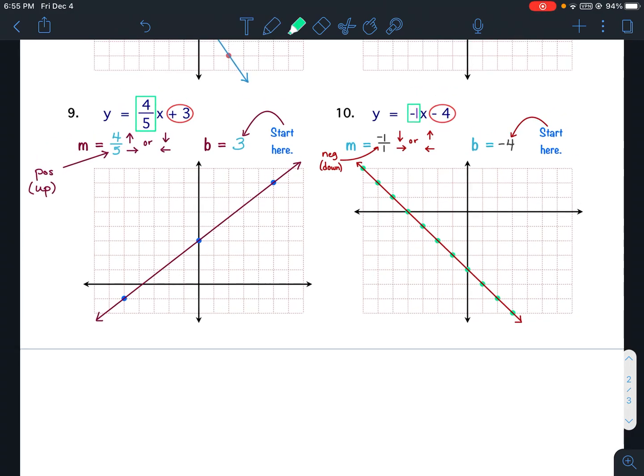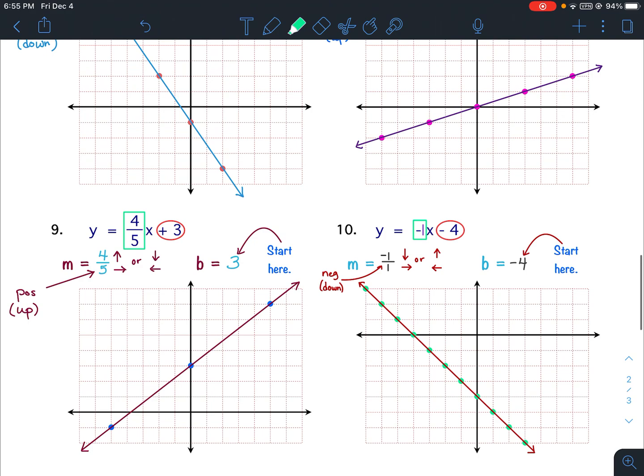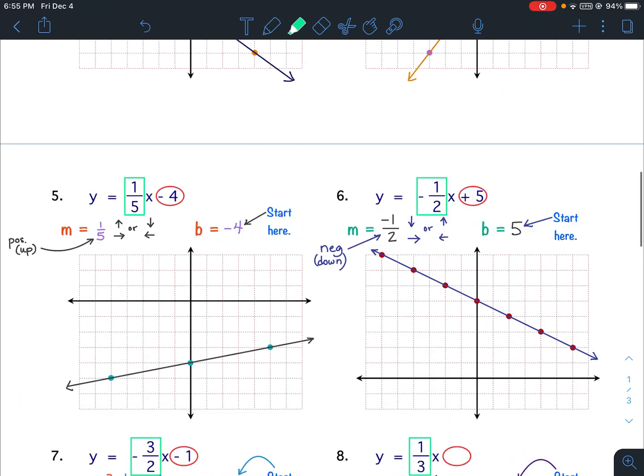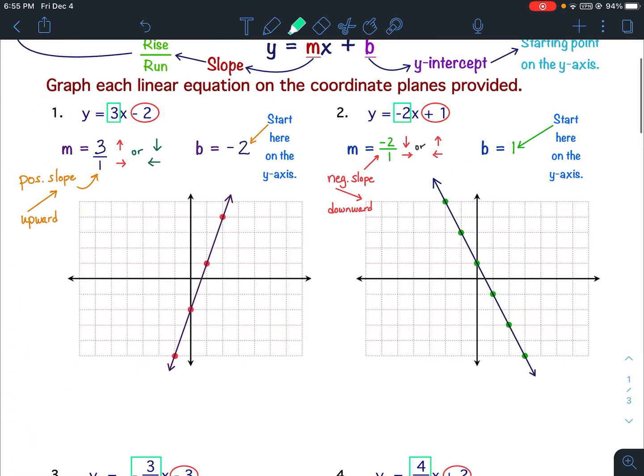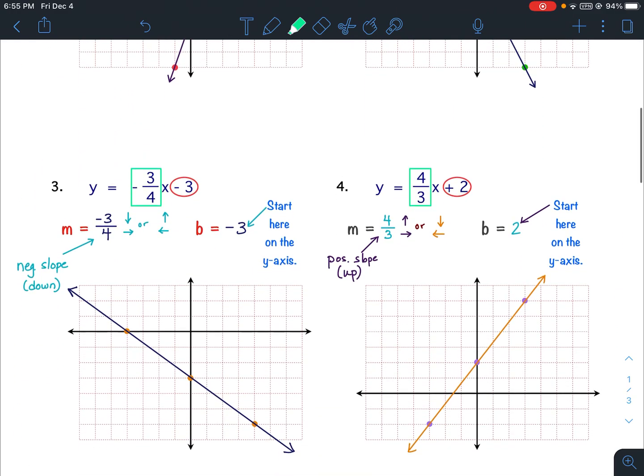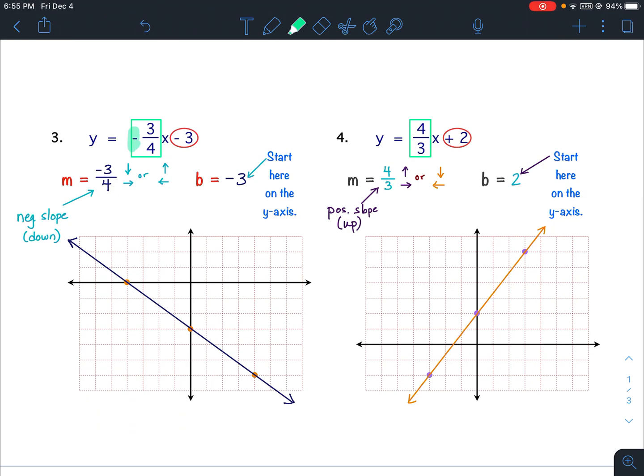All right, one more thing before we finish. When you're done with an assignment like this, it takes 2 seconds to check your slopes. Just 2 seconds, okay? Watch what I do. Number 1, positive slope. Is my line going up? Yes. Number 2, negative slope. Is my line going down? Yes. Number 3, negative slope. Is my line going down? Yes. 4, positive slope. Is my line going up? Yes. And you would keep doing that.